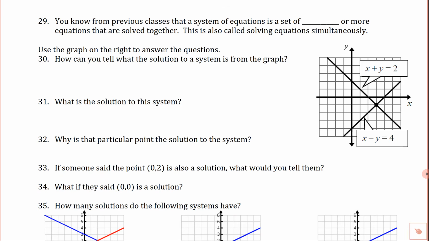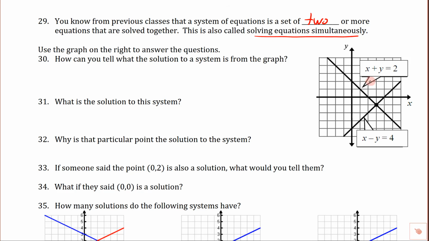Now you probably remember from other classes that if we say solve a system of equations or we say we've got a system of equations, what we have is a set of two or more equations that are solved together. And sometimes this is called solving a system simultaneously. Simultaneously means at the same time. And one of the most basic ways to do that is to do it by graphing. So if we take a look at this graph right here, we use this for the next couple of problems. It says, how can you tell what the solution to a system is from the graph?